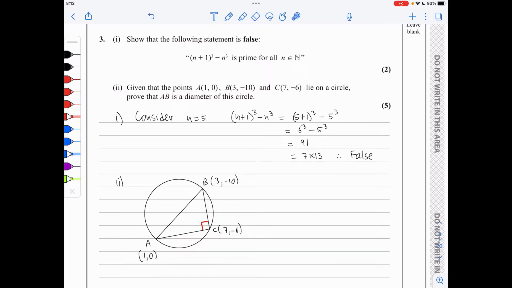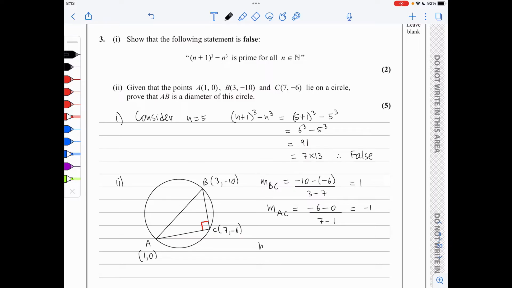So if we manage to show that BC is perpendicular to AC, then we will be done. So we start with the gradient of BC, which is (-10 - 6) over (3 - 7). We're using y2 minus y1 over x2 minus x1. It turns out to be 1. And the gradient of AC is (-6 - 0) over (7 - 1), which is negative 1.